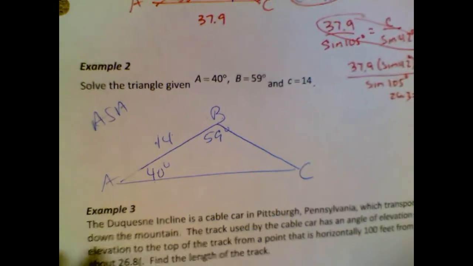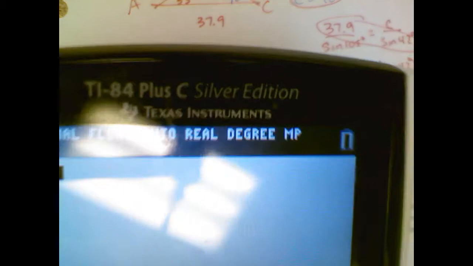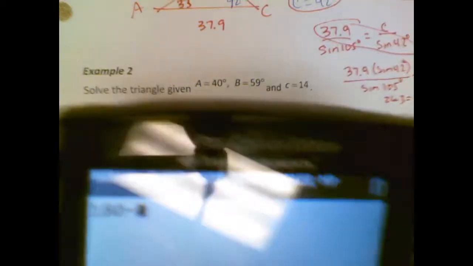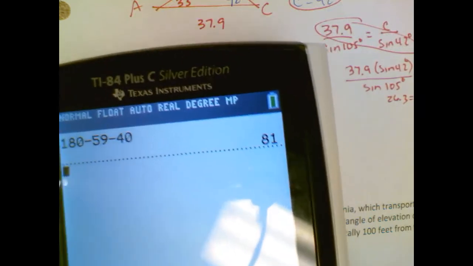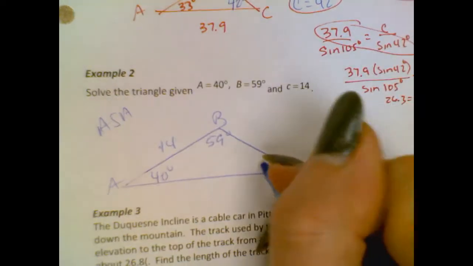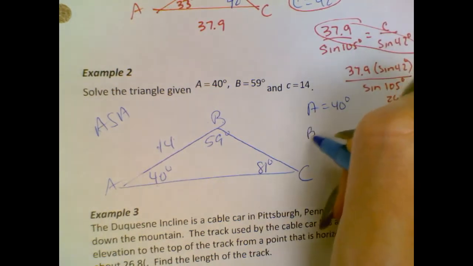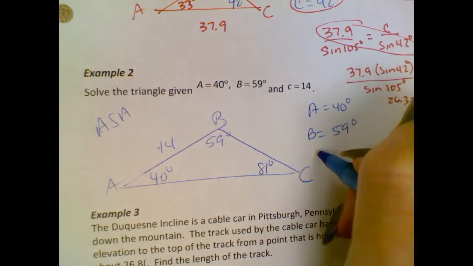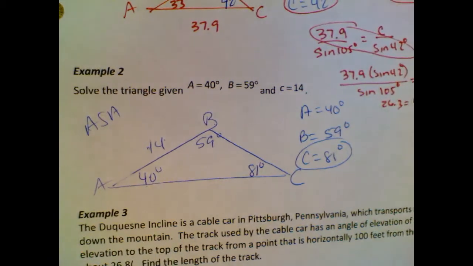But no matter what, if you know two angles, you're going to use all signs, and you're going to find the third angle. So take 180 minus the two angles you know, and you get 81. So angle A was given, angle B was given, and angle C is 81. We found that, but I'm still going to circle that because that's one of the ones we found.